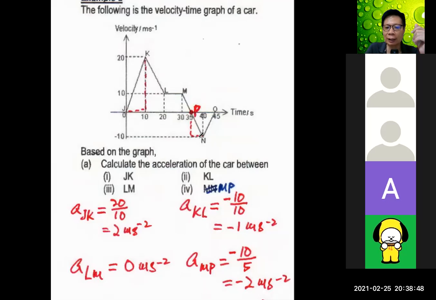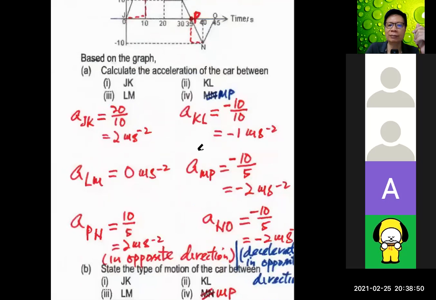So our answer is positive because we said this is acceleration, so the answer for acceleration must be positive. You take 10 divided by 5. You get 2 meters per second square. So the acceleration is in the opposite direction.